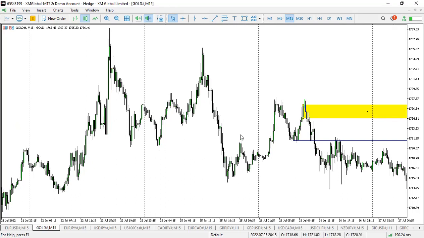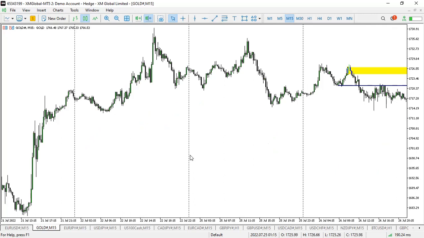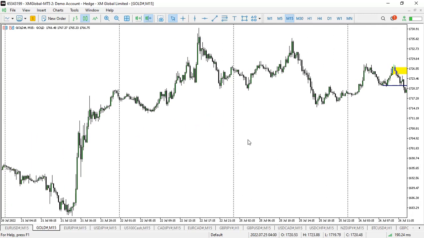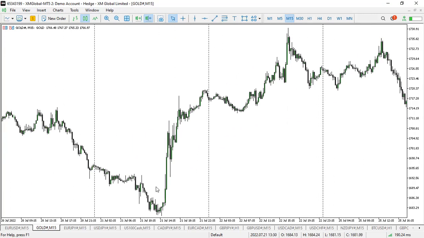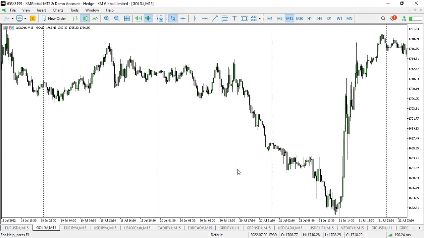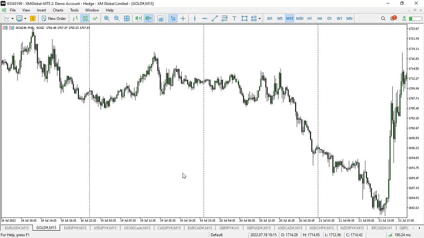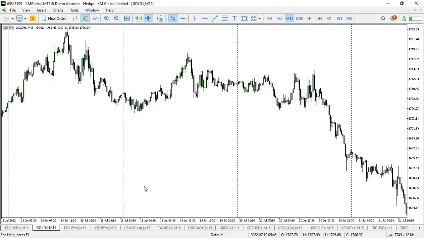Here we didn't get something clear. But just because there's no PA doesn't mean you shouldn't buy or sell. You can still buy and sell, even if there's no PA. What you do, like I always say, is go to the lower time frame and look for a lower time frame key reversal.